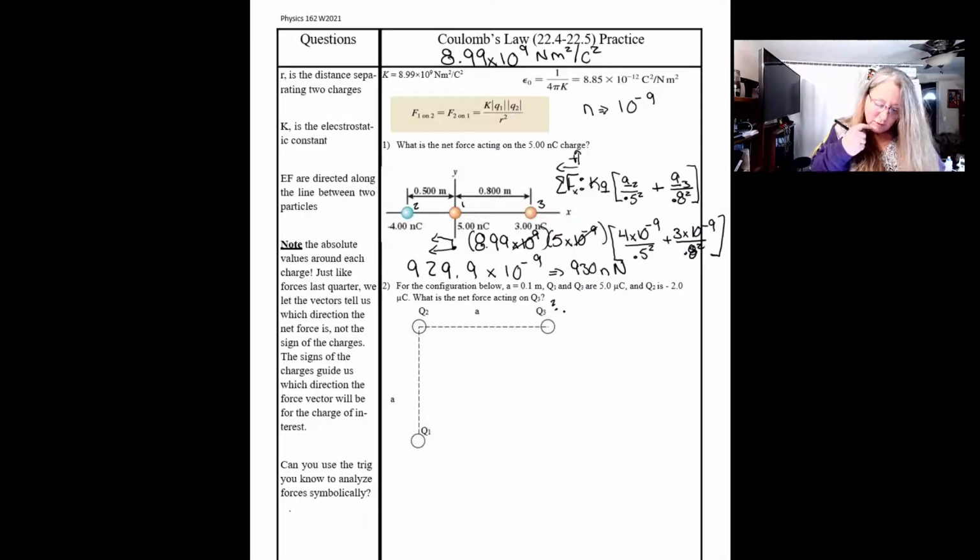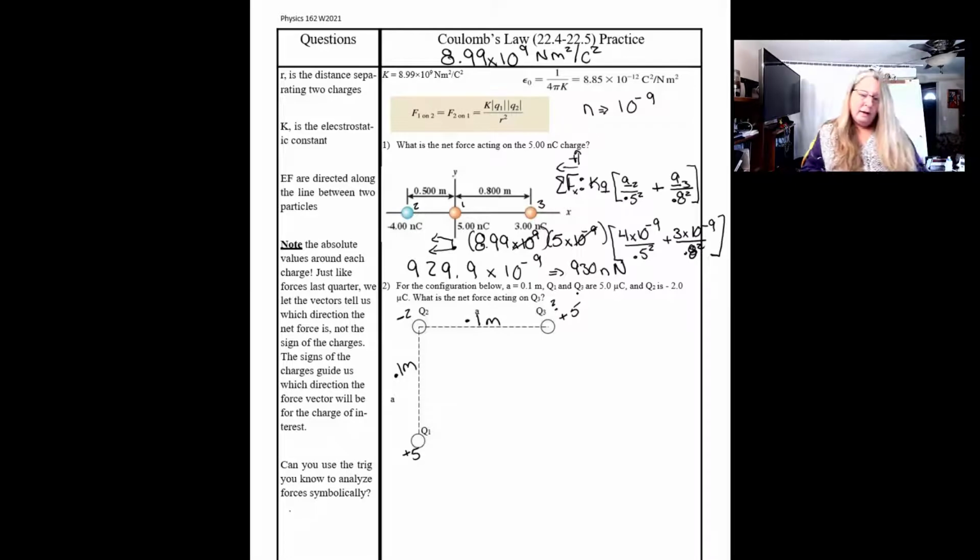Okay, so the first thing I want to do for myself is make a note on my drawing. I've been given these distances, so I know that this is 0.1 meters. And where's this distance? Oh, they're both A. I forgot about that. Yep, 0.1 meter. And Q2 is a -2. And Q1 is a +5. And Q3 is also +5.